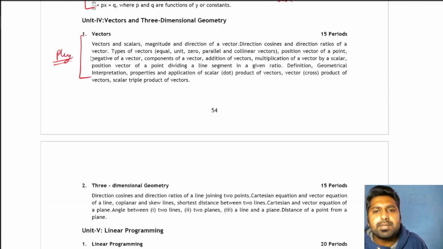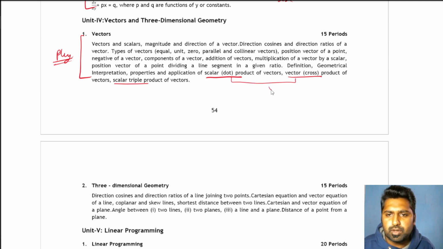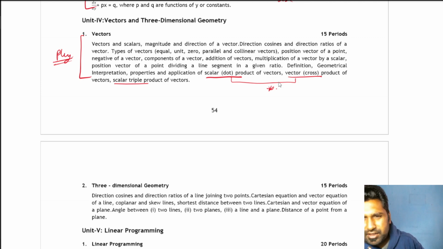But the maximum part comes from two topics known as dot product and cross product, sometimes triple product also, but more importantly these two are the major topics. Rest everything is just the definition of different types of vectors: parallel vector, collinear vector, negative of a vector, how few things are vectors and how few things are scalars, and everything is simple enough. But dot product and cross product are fundamental here.